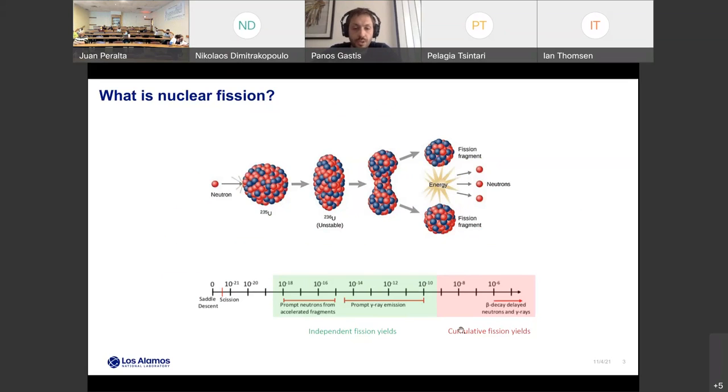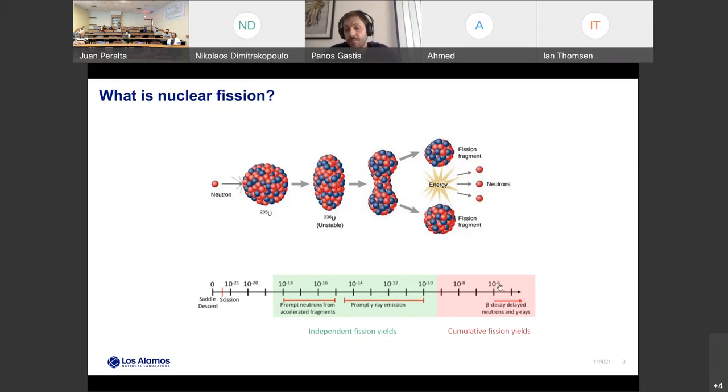Now, down here at the bottom, you see a time scale that roughly shows when the different stages during the fission process take place. On the very left, very fast, we have the scission. Scission is the moment where the two fragments split apart, and it happens very fast after the nucleus has passed the fission barrier and has become unstable, typically on time scales of the order of 10^-20 seconds. Then we have the prompt neutron emission at about 10^-18 seconds, and prompt gamma rays on the order of 10^-14 to 10^-12.